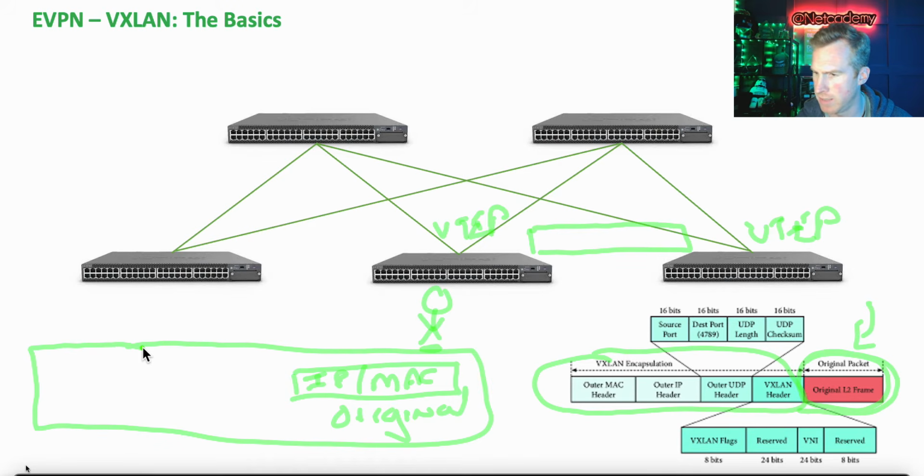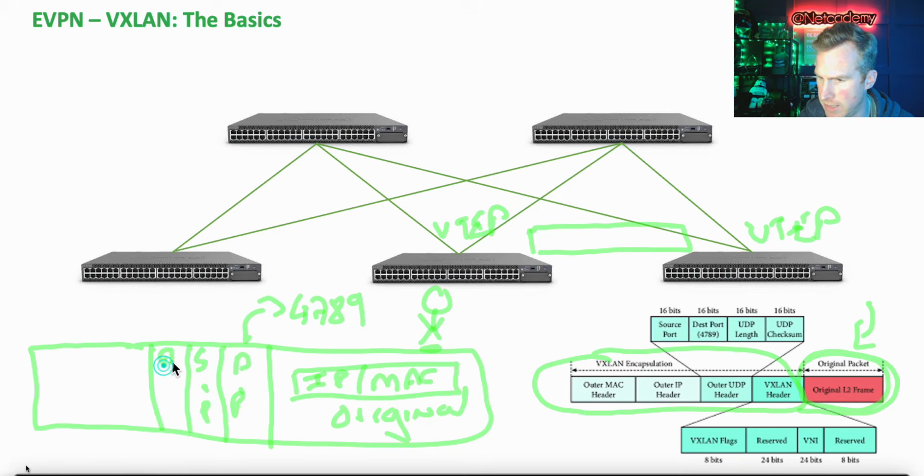As you can see, it's going to add in a destination port. I'm just going to do DP there for destination port. Now for VXLAN, that is specifically 4789. That is just the standard port number for VXLAN. You're also going to have a source port as well. And of course, you've then got a destination IP, source IP, and over here, I'm just going to do it in one big header, your source and destination MAC addresses as well.